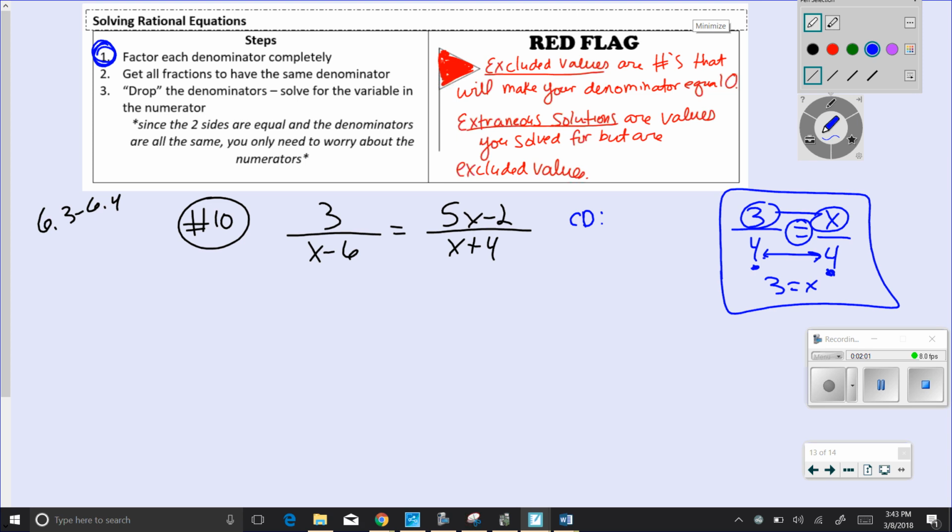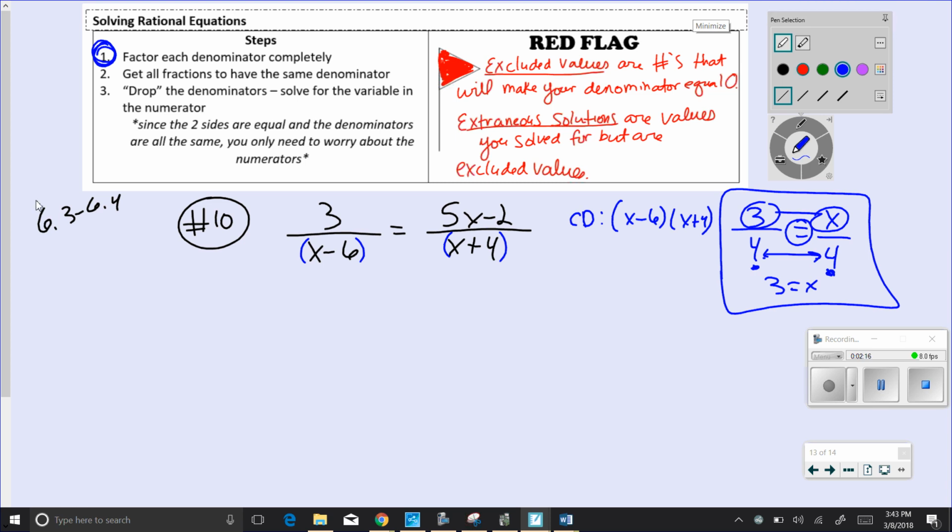In this example, we don't have to factor. This denominator is x minus 6. This denominator is x plus 4. You can't factor either of those. So your common denominator is the combination of both of those factors. To make your fractions have the same denominators, you multiply tops and bottoms to make them look the same. The fraction on the left has the x minus 6. It's missing the x plus 4, so you multiply top and bottom by x plus 4. The fraction on the right has the x plus 4, but it's missing the x minus 6, so multiply top and bottom by x minus 6.